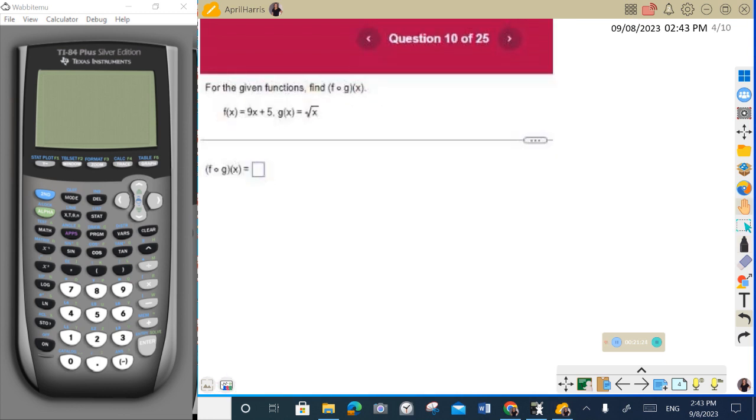Question 10 is another composition of function. It wants you to find the f of g of x. Open circle means "of." So I'm finding the f of g of x. That's how I like to write it. You're still going to start on the inside. So where g of x is, we're going to plug in what g of x equals. It equals square root of x.